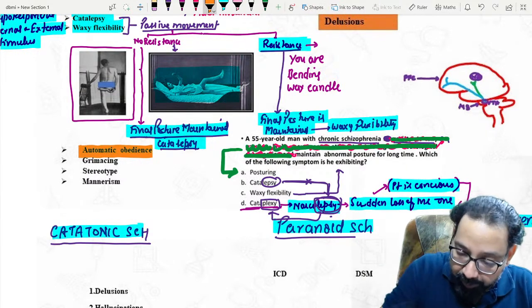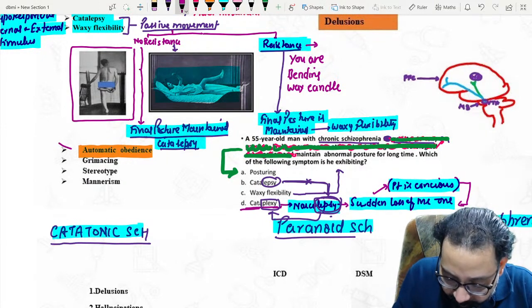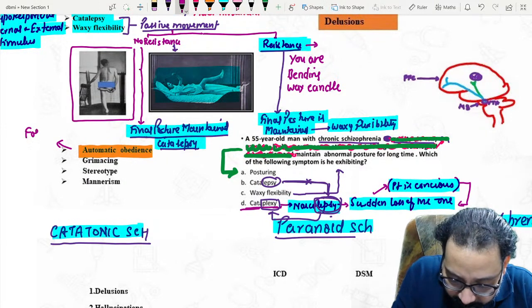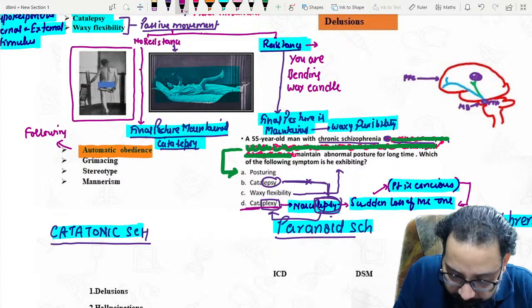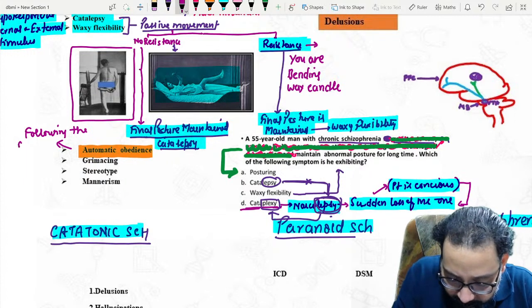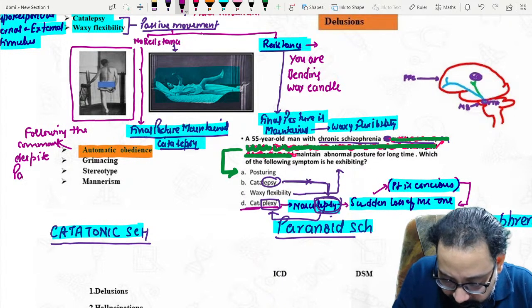Following the command despite painful consequences.